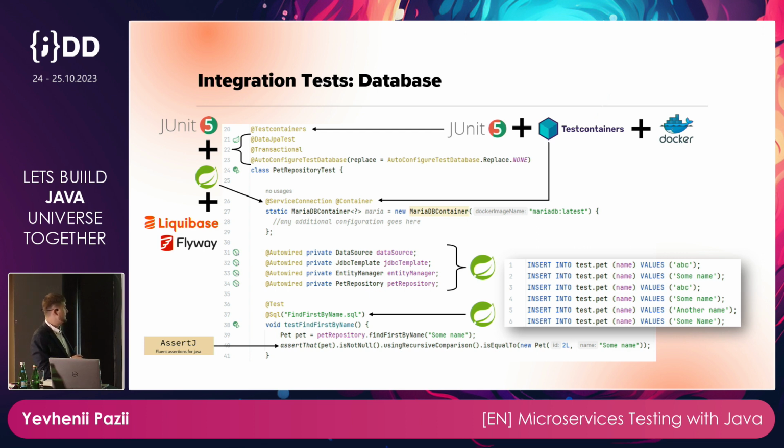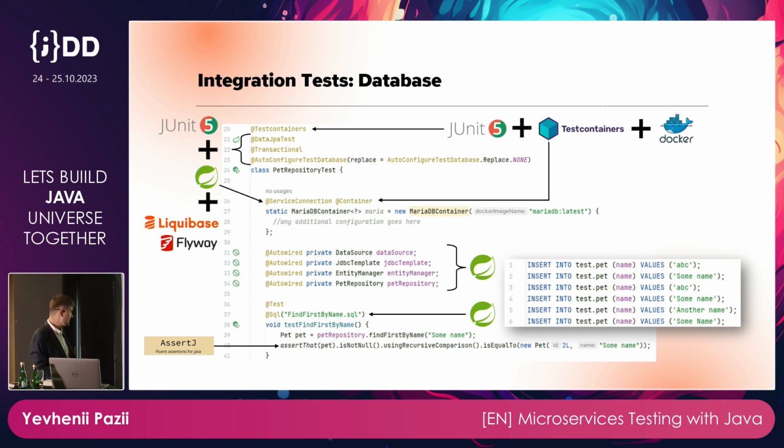The problem here is that Spring doesn't know about that container. It doesn't know what port it is mapped to, or what credentials are available. So the service connection annotation is the Spring one that goes to the MariaDB container, gets all of that, and configures our context with the data from it. So it takes a URL, username, and password, so it can create a real database, and we can connect to it.